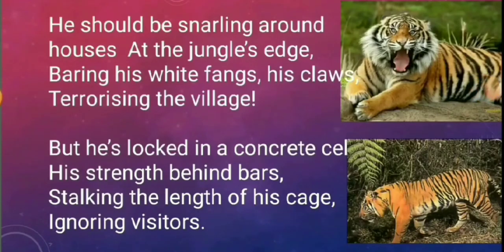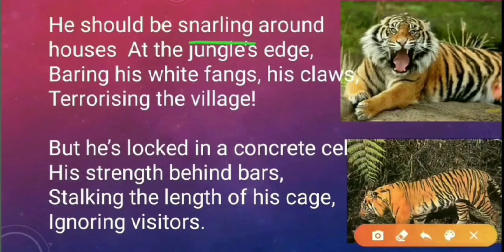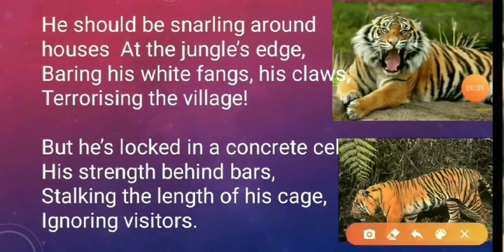He should be snarling around houses at the jungle's edge, baring his wide fangs, his claws terrorizing the village. In the third stanza, the word snarling means warning sound that is made by the animals, and baring is uncovered. Baring his white fangs means teeth of the tiger is visible. Now we'll see the poetic devices in the third stanza.